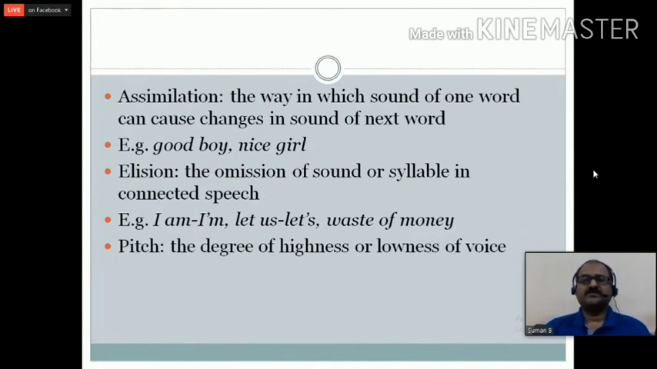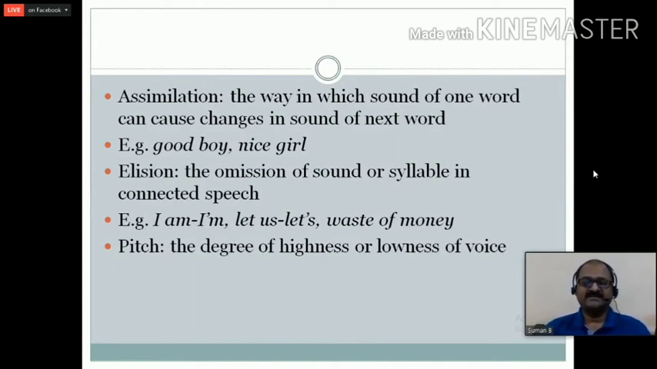Assimilation. This is also an exclusive feature of spoken English, where one word can change the sound of another word. How does this happen? Now, if you see these examples, good and boy, if you say them separately, good ends with a d and boy starts with the sound b. But in connected speech, when you pronounce them together, you say good boy. Especially native speakers, if you see good boy, right?